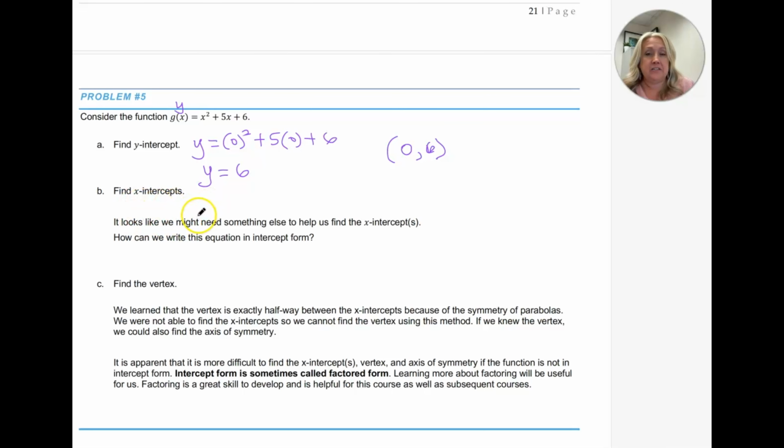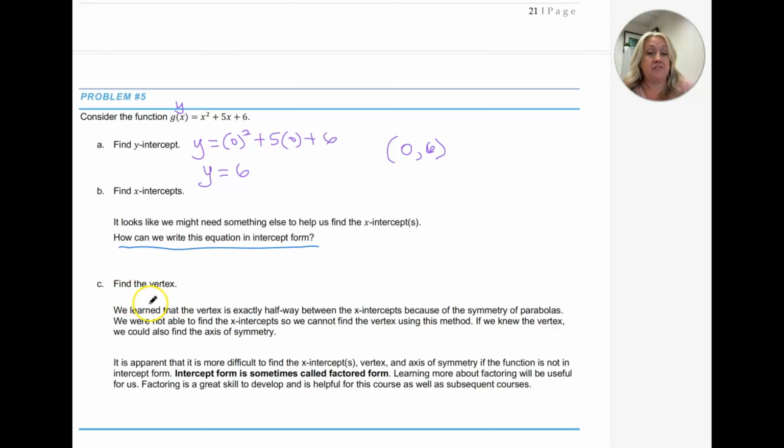All right, what about our x-intercepts? Well, we've got something a little bit different going on here. In the previous ones, we had all of these in intercept form, and so we could set those two factors equal to 0 and solve them. However, this is not in that form, so it looks like we might need something else to help us find these x-intercepts. So how could we write this equation in intercept form? Or can we write it that way?